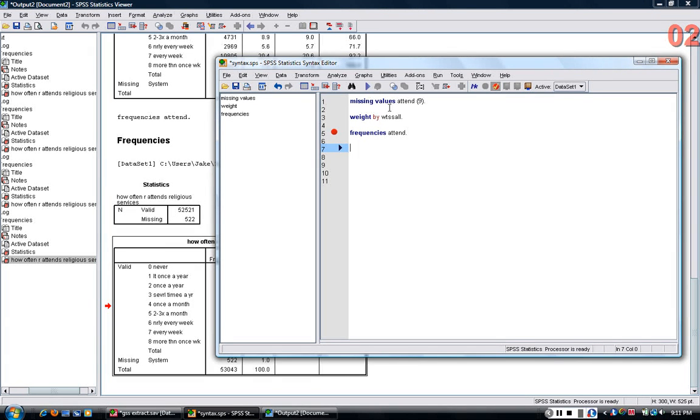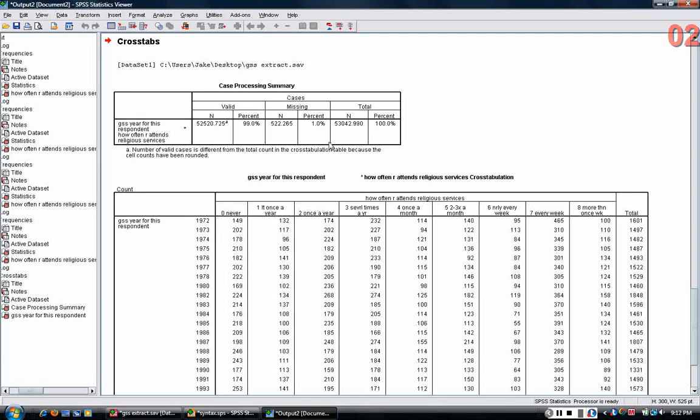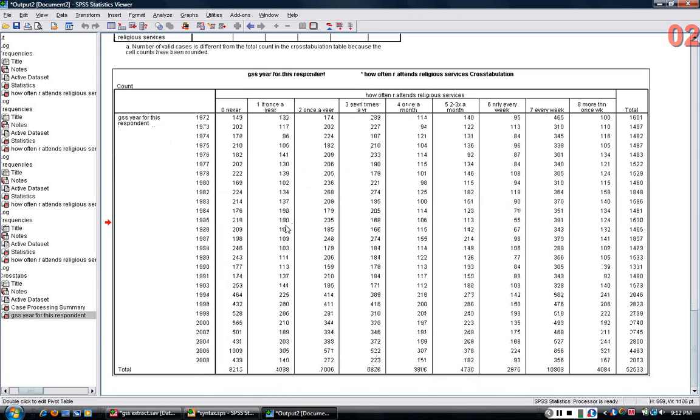So now I'm going to look at attend, and I'm going to look at what's called the joint distribution between attend and another variable, in this case year. I'm going to look at the crosstabs of year by attend. This is going to be a very large table, but this is just for the purposes of demonstration. With frequencies you're looking at one variable, while with crosstabs you're looking at what's called the joint distribution, which means two variables at the same time.